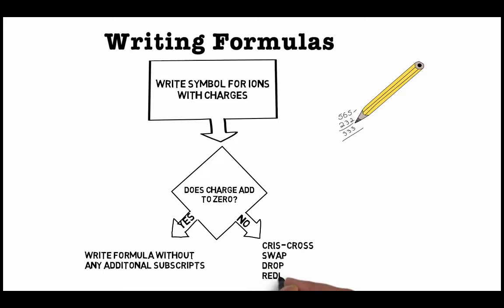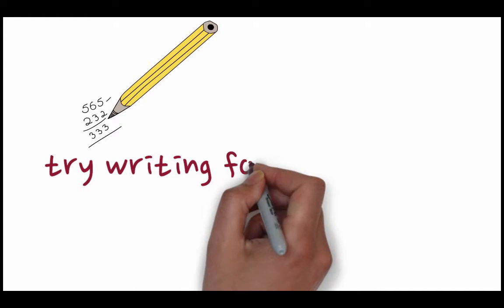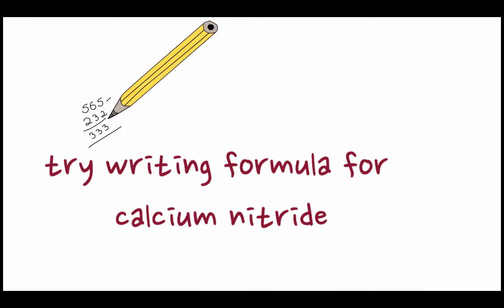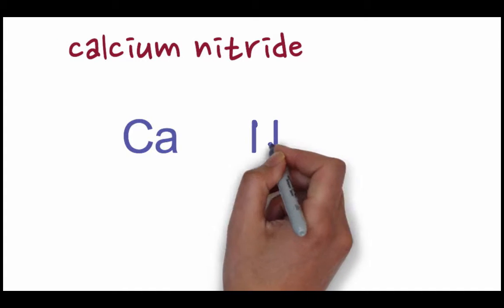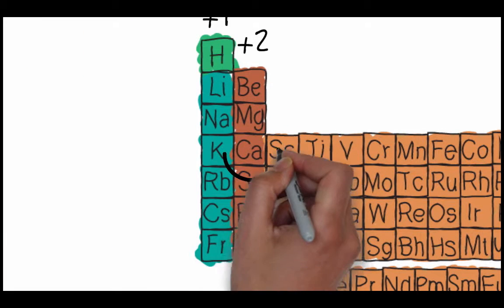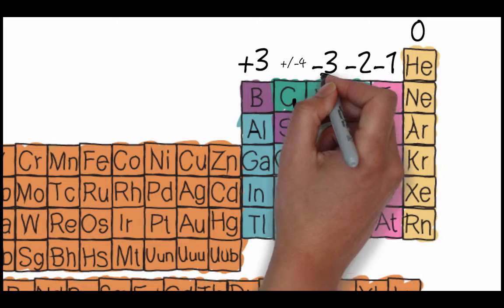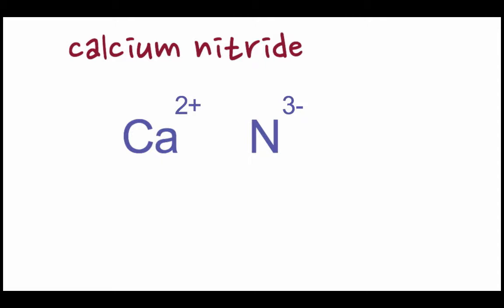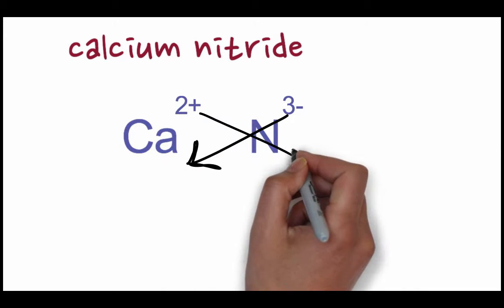So you try writing the formula for calcium nitride. Okay, first the symbol for the calcium ion is Ca. That's the calcium element. Nitrogen's N. I can look on the periodic table. Calcium's charge is +2. Nitride, the single element, is -3. And you can get this also from the periodic table. They do not add to 0. They're not balanced. So I'm going to need to balance the charges. So I'm going to need 3 calciums and 2 nitrogens.